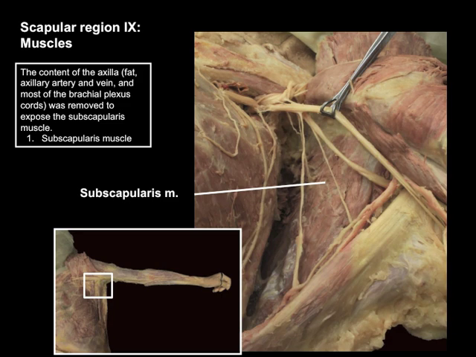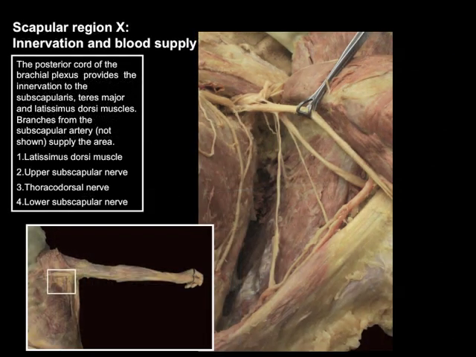part of the scapular region, I've jumped ahead and show the subscapularis muscle after the content of the axilla, fat, axillary artery, and vein, and most of the brachial plexus cords was removed to expose the subscapularis muscle. I will discuss the brachial plexus and its terminal nerves in a later video.